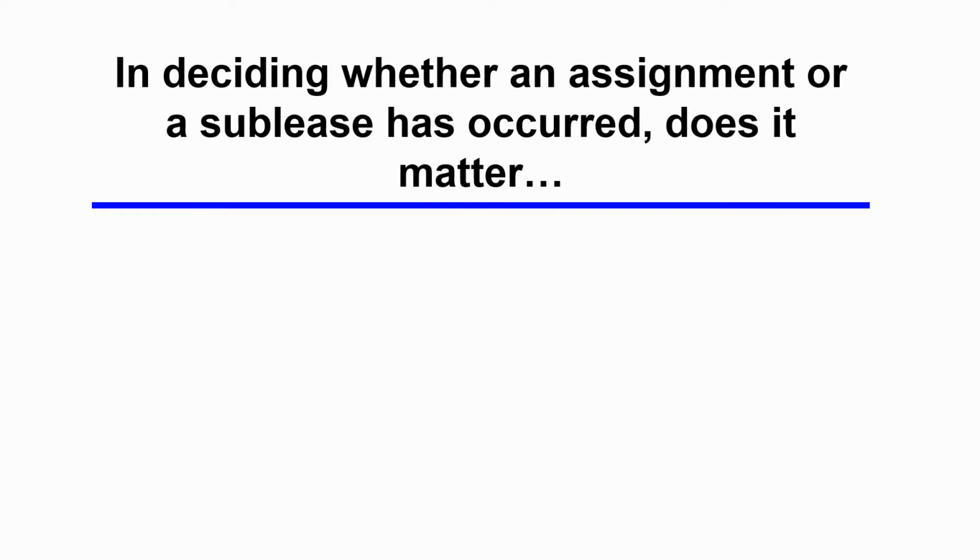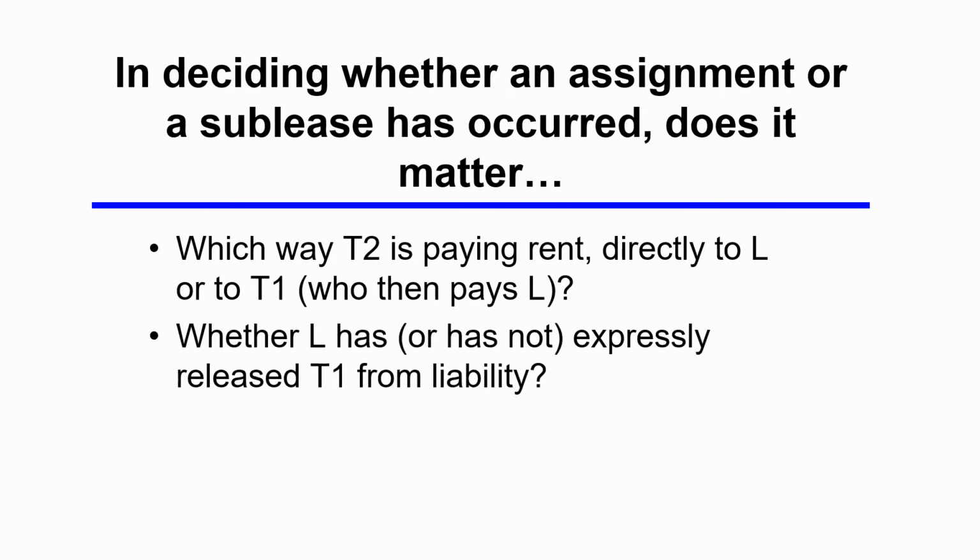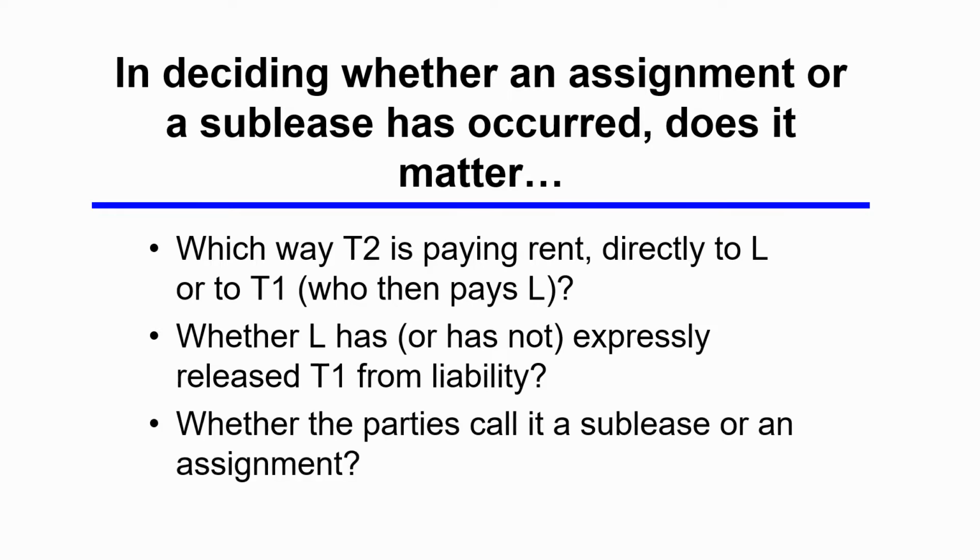In deciding whether an assignment or a sublease has occurred, in other words, in deciding which of them it is, does it matter which way T2 pays the rent, directly to the landlord or to T1 who then pays the landlord? Well, the answer is no, that doesn't matter at all. That doesn't tell you anything about whether it's an assignment or a sublease. Does it matter whether the landlord has or has not expressly released T1, the original tenant, from liability? Once again, the landlord may or may not do that. It isn't automatic, but whether the landlord does it has no bearing whatsoever on whether we're looking at an assignment or a sublease. Does it matter whether the parties call it an assignment or a sublease? Well, the courts generally are perfectly willing to ignore what the parties call it if they give it the wrong name. And many times they do give it the wrong name because most landlords and most tenants don't know the difference between an assignment or a sublease. So the courts will look at the facts and determine whether it's an assignment or a sublease, even if the parties have called it the wrong name.